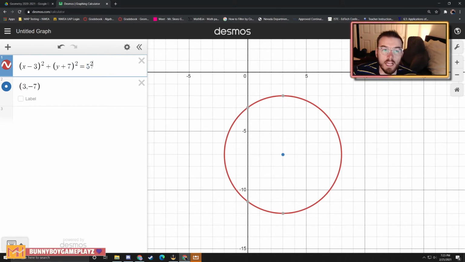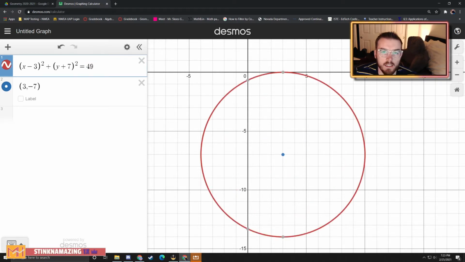Now, I wrote it as 5 squared. I could just as easily write 49. What is the radius? 7, because 49 is 7 squared, okay? In other words, you have to take the square root of this number in order to find the radius. And this number is not always going to be a perfect square, right? You can see here that the radius is 1, 2, 3, 4, 5, 6, 7 wide.